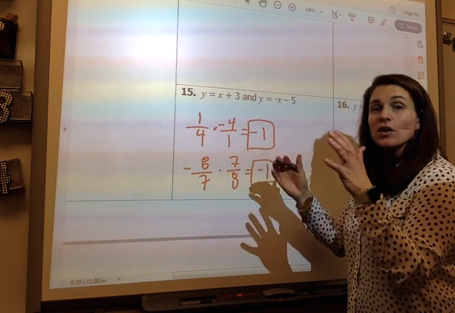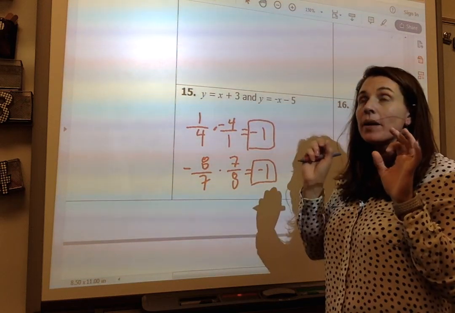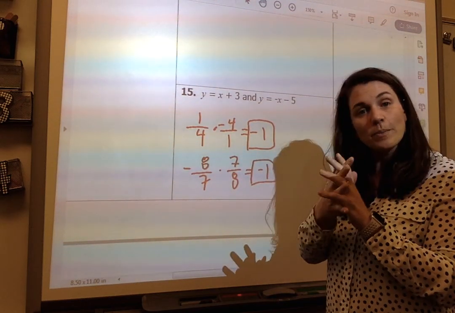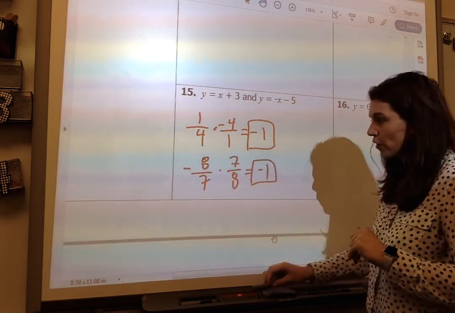Does that make sense? So a way to test to see if it really truly is perpendicular lines, multiply those slopes and see if their product is negative 1, and then you for sure know that you've got it. All right.